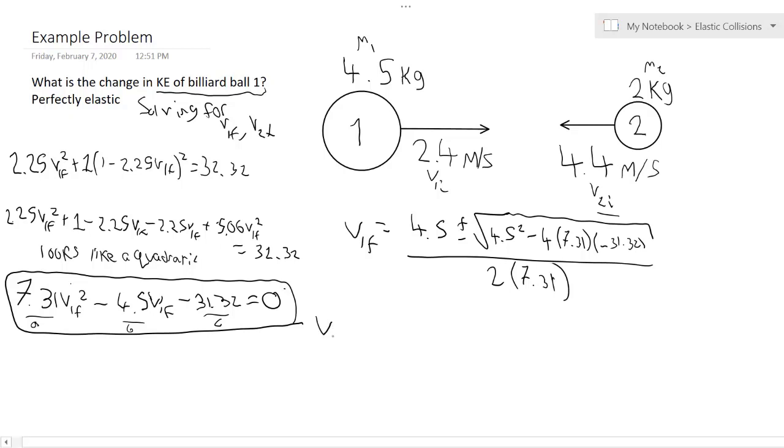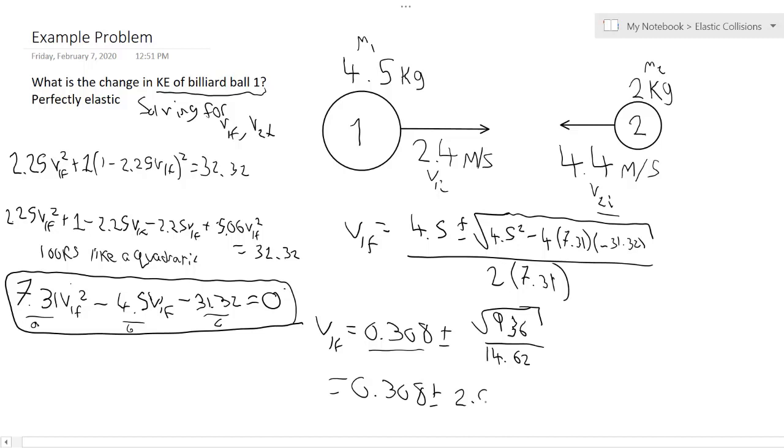So let's simplify this. v1f is equal to 0.308 plus or minus the square root of 936 over 14.62. I already divided by the 2a on the bottom for this term over here. And so that gets us 0.308 plus or minus 2.093. And of course, you can always check on me if I've done my math right. Just plug it into your calculator and this should be okay. And so what two values do we get? We either get 2.401 or negative 1.785.